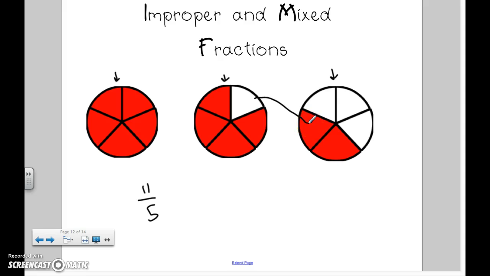If I move this piece over here and I shade this piece in red, and then I pretend like this piece is gone, and this piece is gone, so there's 1 here. So now I have 2 whole circles, and only 1/5 left over because I moved this over here, and I pretended like this one was white. So I have 11/5, or 2 wholes and 1/5 shaded in.